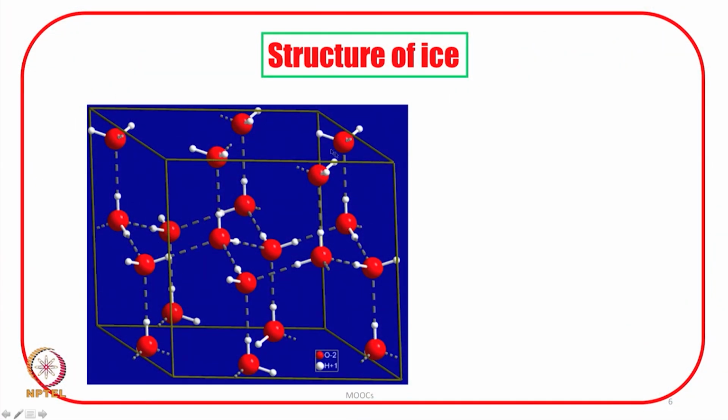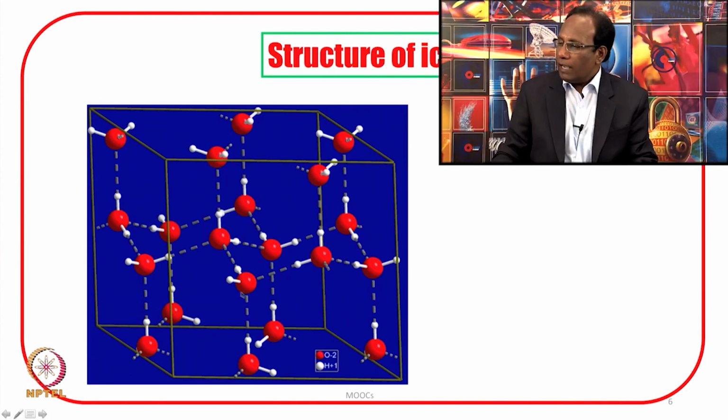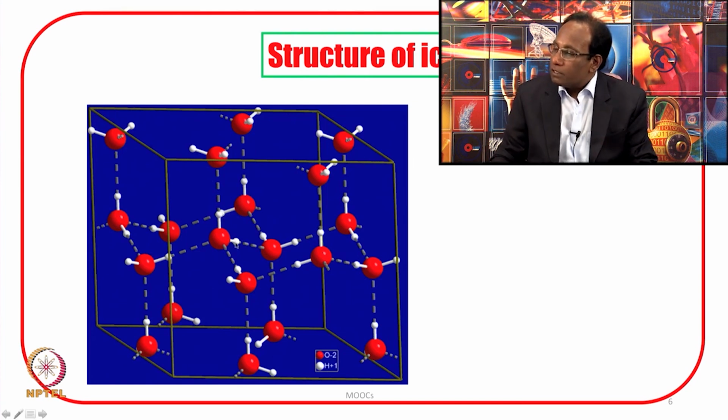There is a regular arrangement of water molecules, and if you see, these red spheres represent oxygens and the white spheres represent hydrogen. If we carefully examine this structure, each oxygen is surrounded by 2 hydrogens, and these hydrogens are connected to oxygen by covalent bond.